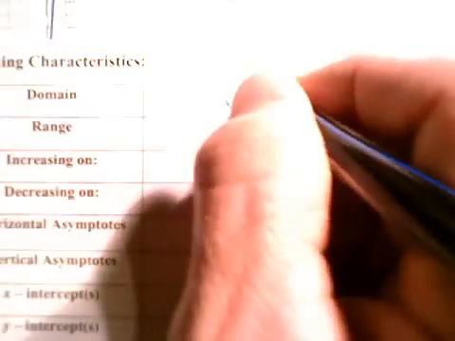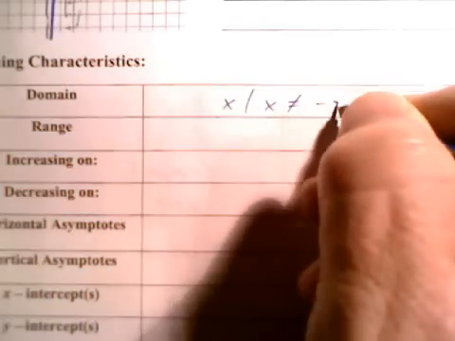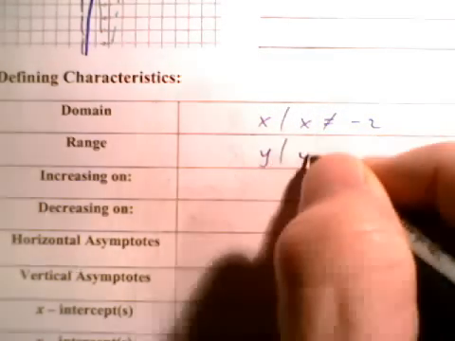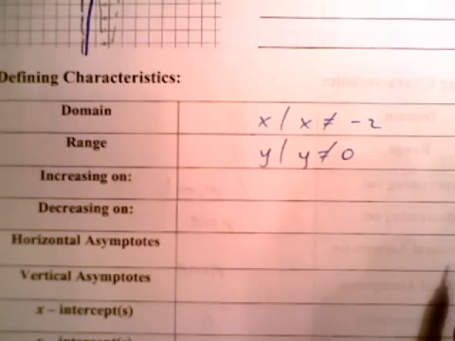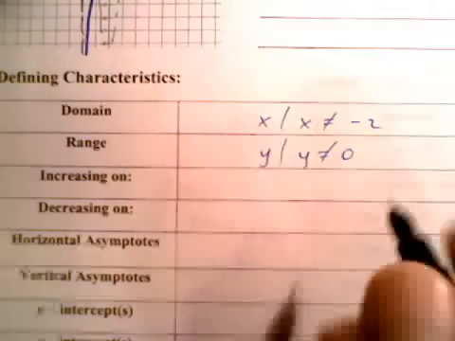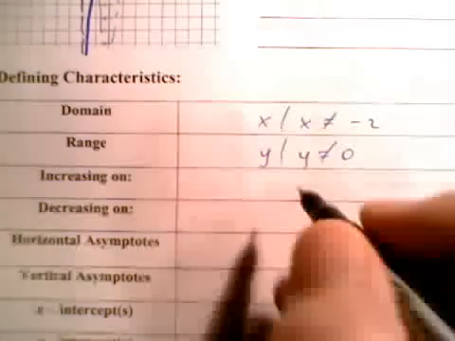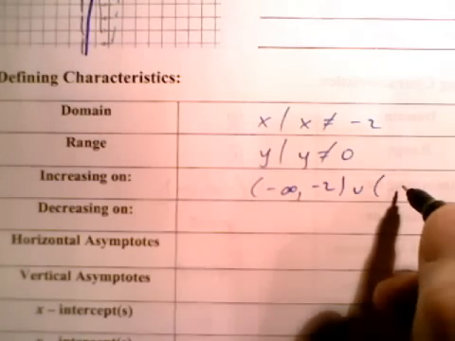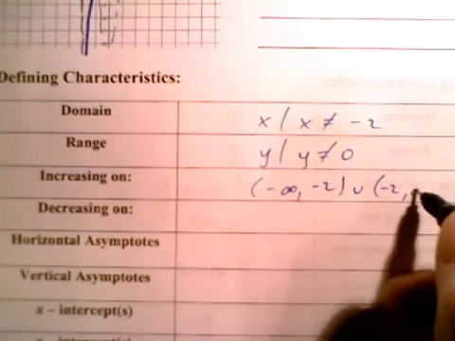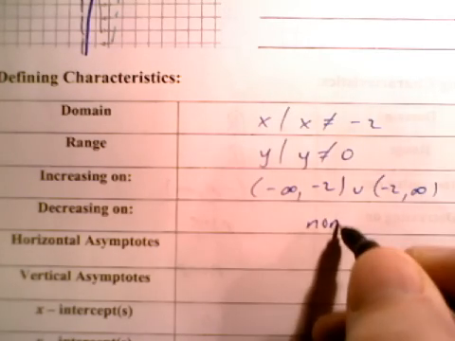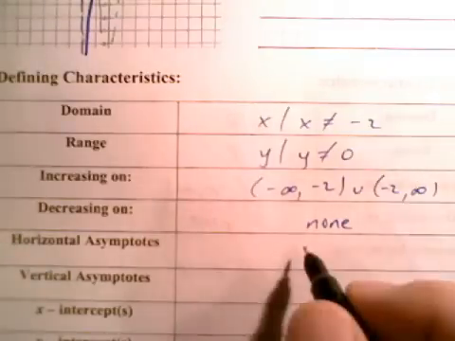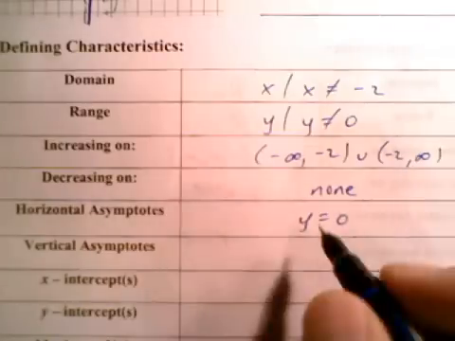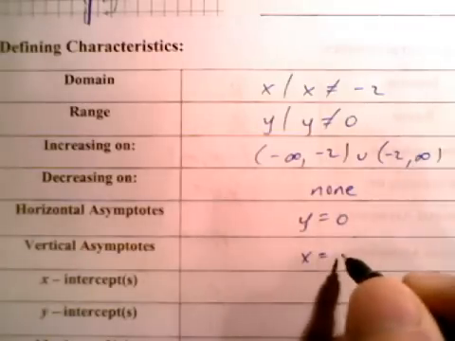So all real numbers x, such that x does not equal negative 2. There's our domain. Our range is all real numbers y, such that y does not equal 0, because 0 again is a horizontal asymptote. Increasing now, this function is increasing all the way from negative infinity to negative 2, combined with the interval from negative 2 to infinity. It's decreasing nowhere. Horizontal asymptote, yeah, we've got y equals 0. Make sure you put a y there for the horizontal. And the vertical, x equals negative 2.